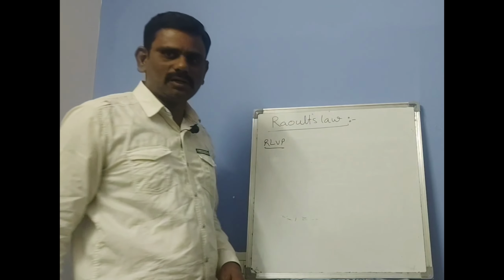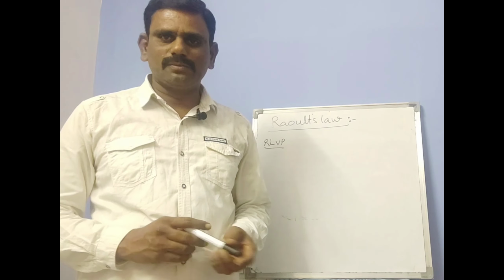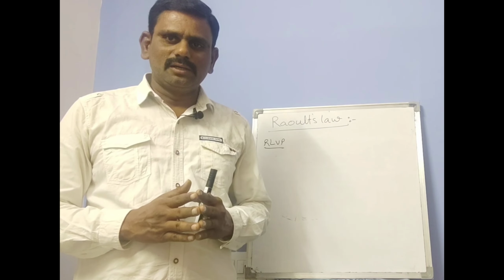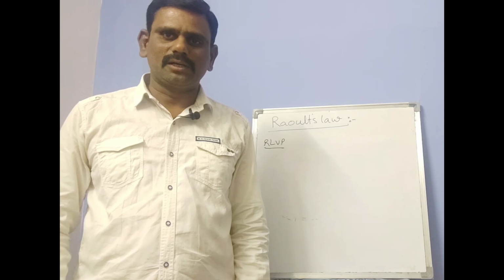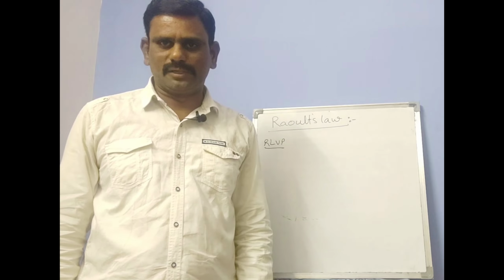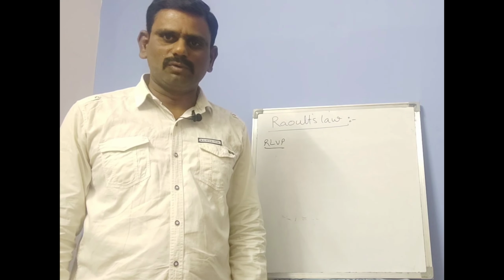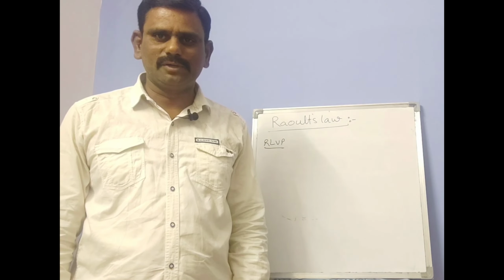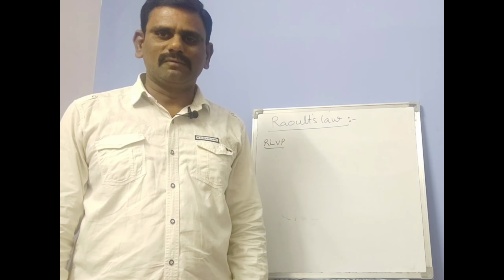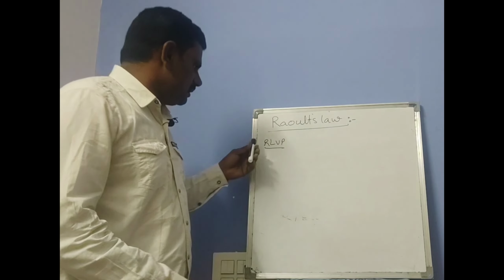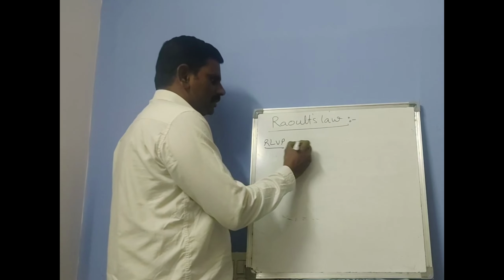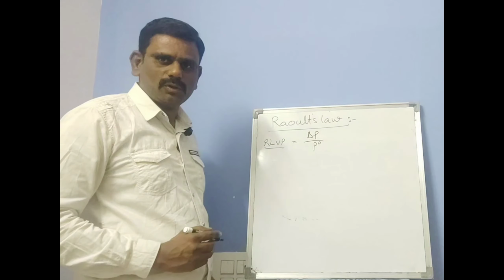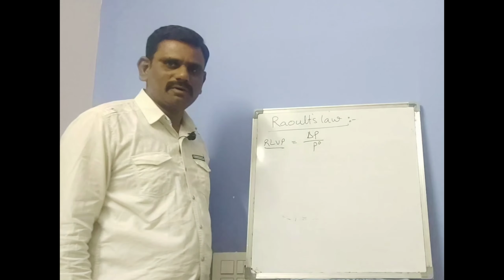Okay. So what about relative lowering of vapor pressure, RLVP? You know RLVP is a colligative property. What is the meaning of colligative property? Colligative property means the property which depends only on the number of solute particles, but not on the amount or nature of solute particles. We have four colligative properties. One is relative lowering of vapor pressure, second is elevation of boiling point, third is depression in freezing point, and the fourth one is osmotic pressure. Relative lowering of vapor pressure is the ratio of lowering of vapor pressure to the vapor pressure of the pure solvent.